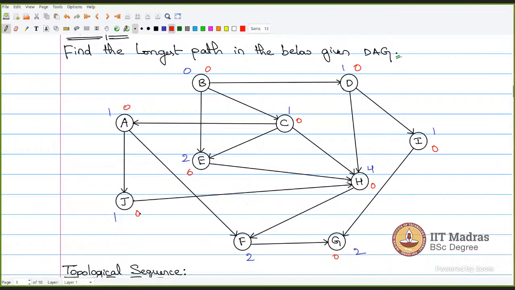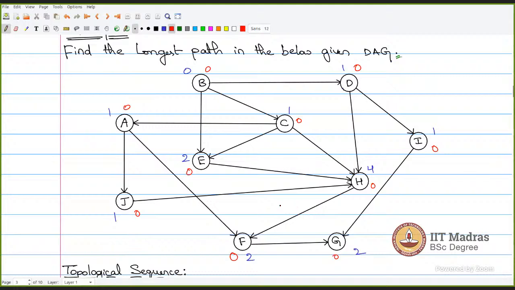So, I have a question. You said that there are conditions: the in degree is 0, and for one vertex the out degree should be 0. So this particular G has out degree 0. Okay. Also you cannot find cycles inside this. While we solve this graph, if I am able to find the longest path and topological sequence, then automatically it implies that this is a DAG.